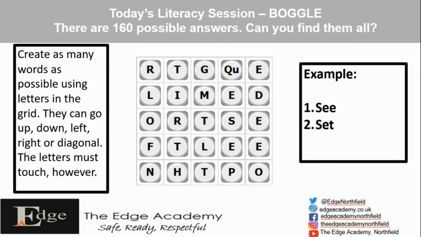And finally, for today's literacy session, you have your Boggle activity. Now, this one is a little bit more difficult. As you can see, you have 5 letters by 5 letters. There are actually 160 possible answers. So, as you can see, I started in the 4th column down in the 3rd row, and I found the word see. S, E to the right, and take the next down to the next E, C. Then you can have set, S-E-T.